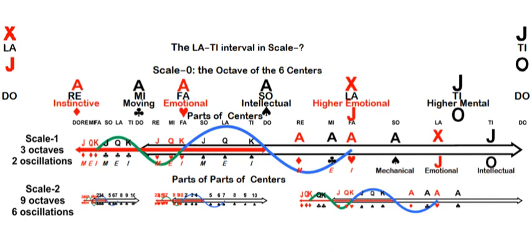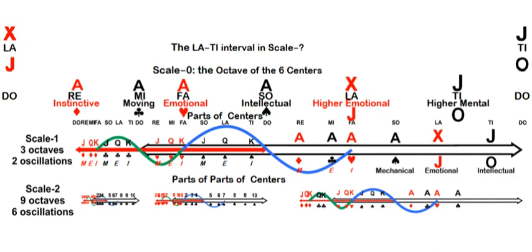This diagram shows the sequence of the centers in scale 0 and how they align with the notes of an enneagram. This helps one understand that each note is associated with the center aligned with it and acquires that flavor. In scale 1, we see how each of the 6 centers is in turn composed of 3 parts: a mechanical, an emotional, and an intellectual part.